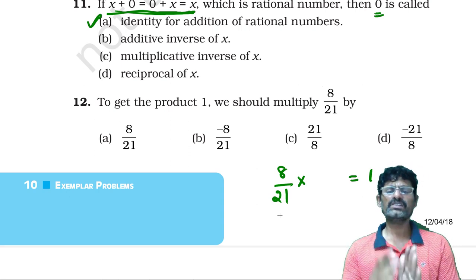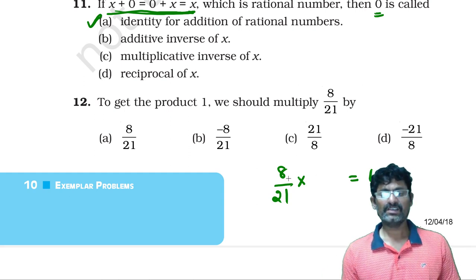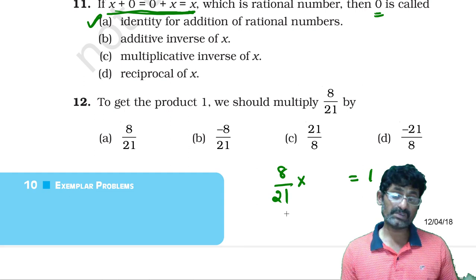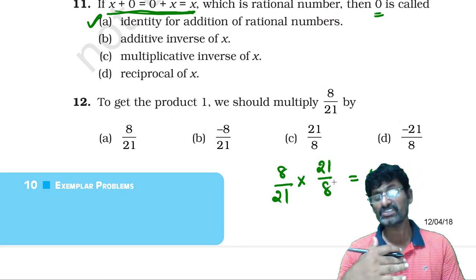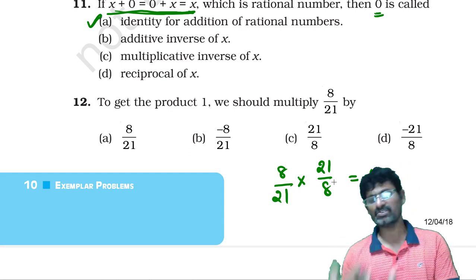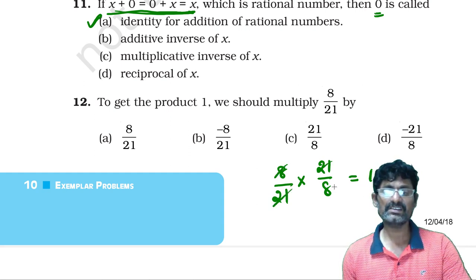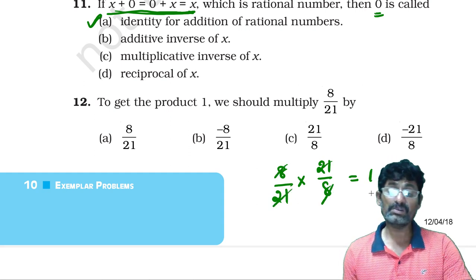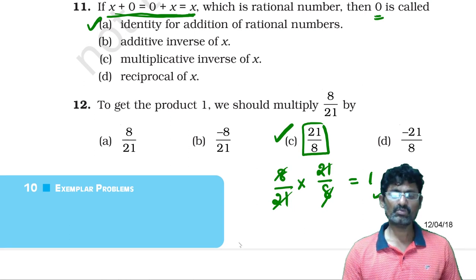So we need to take the reciprocal of 8 by 21. The reciprocal of 8 by 21 is 21 by 8. Simply switch the numerator and denominator, that means write the numerator as the denominator and the denominator as the numerator. Now you can see 21 and 21 get cancelled, 8 and 8 get cancelled. That will be equal to 1. So the answer is 21 by 8. Option C is correct. Now let us move on to the next problem, that is the 13th problem.